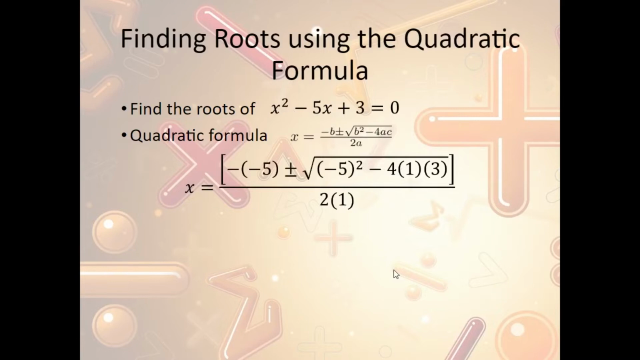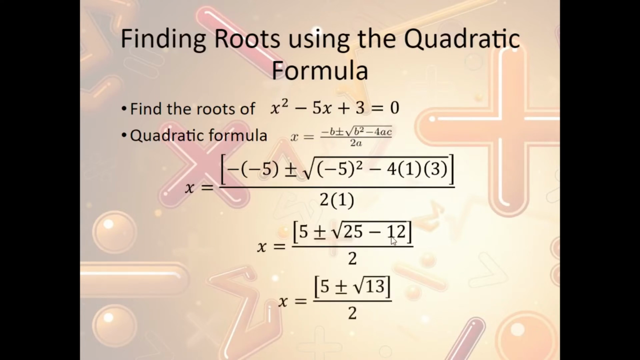Now we can go ahead and start to work the problem. So negative negative 5 is just positive 5. Negative 5 squared is positive 25. And then negative 4 times 1 is negative 4, times 3 is negative 12. And then 2 times 1 is 2. So we end up with this. Now we just simplify under the radical. So 25 minus 12 is 13. So we get 5 plus or minus square root of 13 over 2.